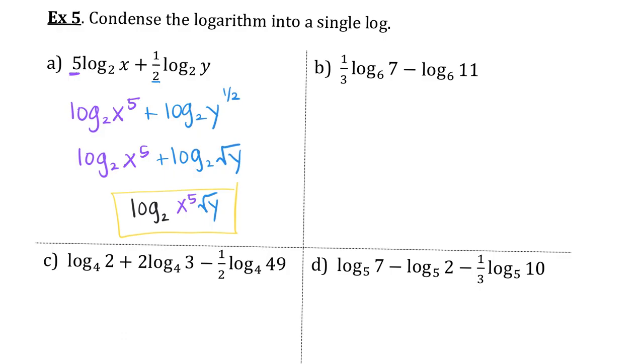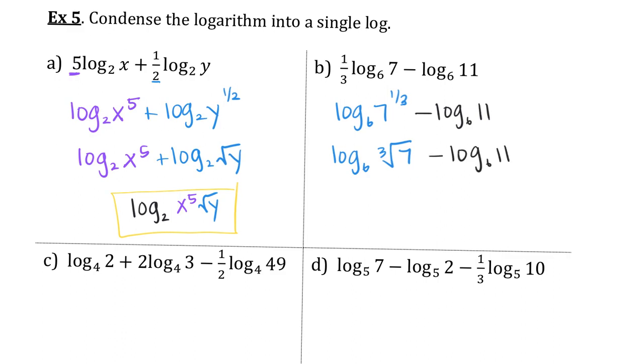Okay, let's try the next one. Okay, the 1/3, let's move it up. Nope, this one's okay. Okay, let's rewrite 7 to the 1/3 because the fractional exponent represents a radical. This is a third root of 7. Okay, now as a single log, they're both log base 6. Since they're being subtracted, it's going to be a fraction. The third root of 7 is at the top because it's positive. The 11 is at the bottom because it has a minus. And that's my simplified answer.